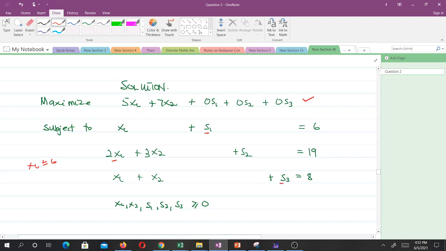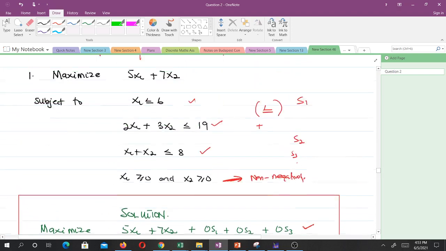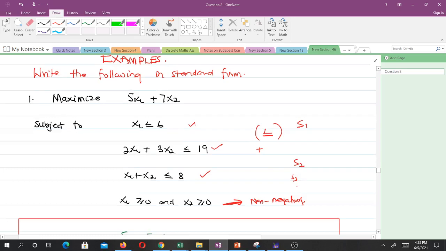And now our non-negativity constraint will be x1, x2, but we have s1, s2, s3. They should all be greater than or equal to 0. So this is the standard form of this LP model.